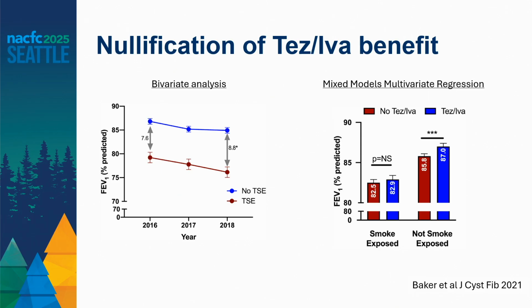Moving into combination agents, this is now tezacaftor, ivacaftor, so a first-generation modulator. We again see that the effect of smoke was really to nullify the less effective modulators. So to your right, you see that basically the slope of lung function decline isn't changed in the smoke exposed, where there's a mild plateau in the unexposed group. And when we compare smoke exposed to unexposed at baseline, we see about a 3% difference in that lung function. But again, that's not changed at all in the smoke exposed. So smoke exposure nullified the mild benefit of Symdeko.